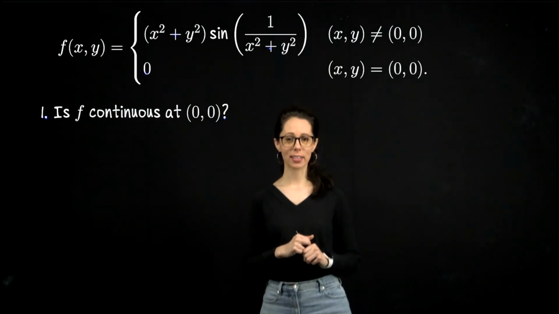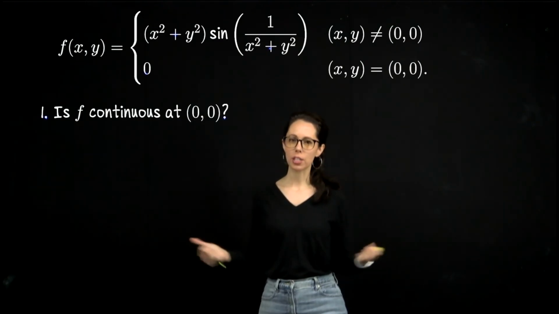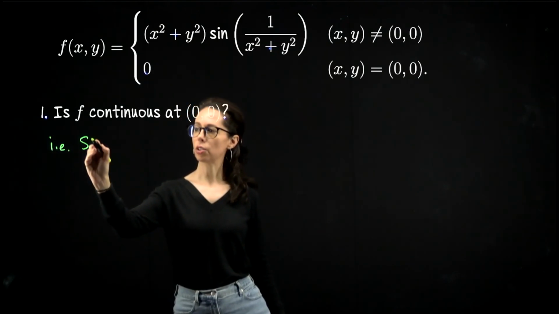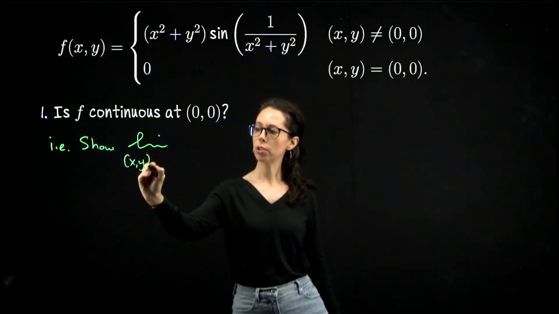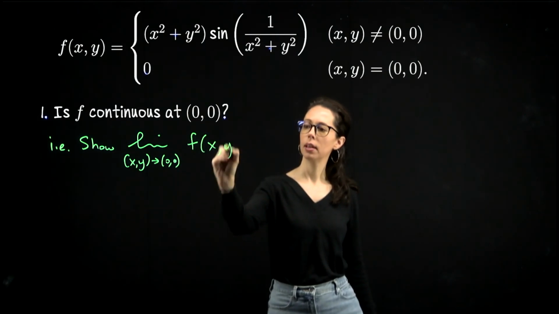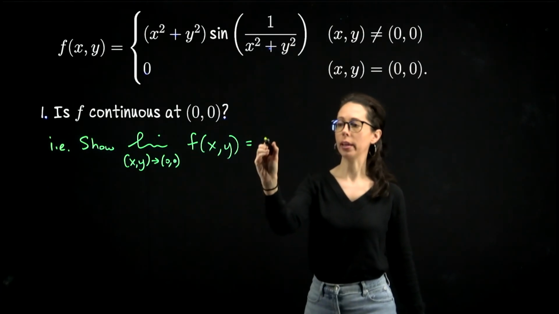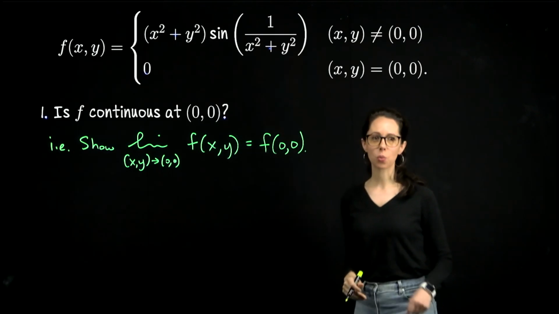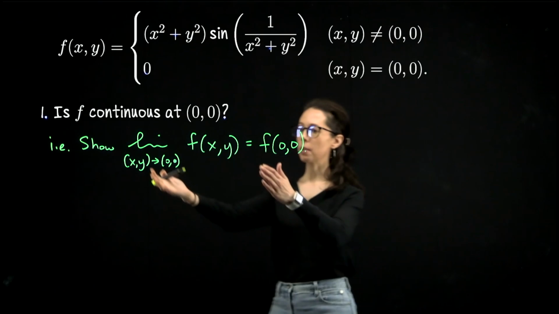All right, our first task is to show that this function is continuous at the origin. What we really want to do here, to rephrase this question, is show that the limit as x and y approach the origin of f of xy, this limit exists and equals the value the function takes at this point. So this is what it would mean to show that this function is continuous at the origin. So let's do that. We need to compute this limit.